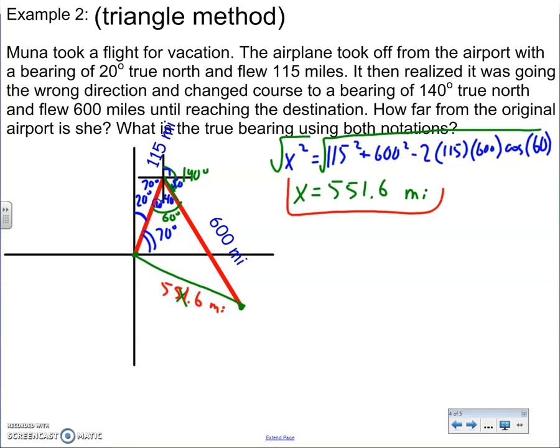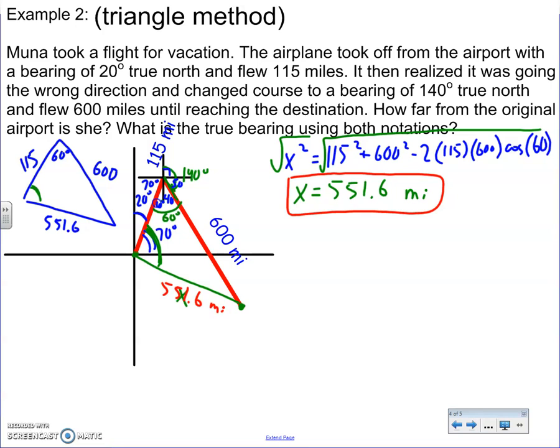Next question says, what is the true bearing? We have a couple of ways we can do this. Let me say this. Notice our triangle. If I isolated it, it looks like this. We know this top angle is 60 degrees. This bottom side was x, or 551.6. And this was 600 miles. And this was 115 miles. We can now do law of sines to find this angle right here. But this angle only is this angle right here, and that's not going to tell us too much. We do need it, so let's find it first.